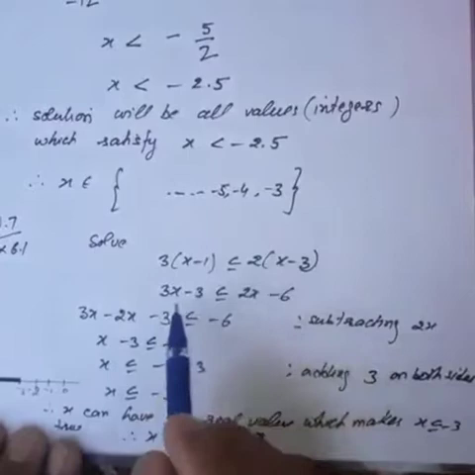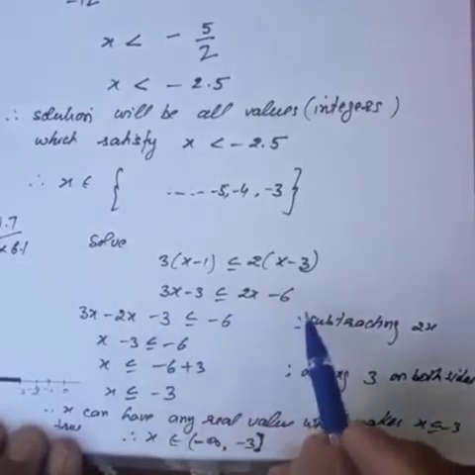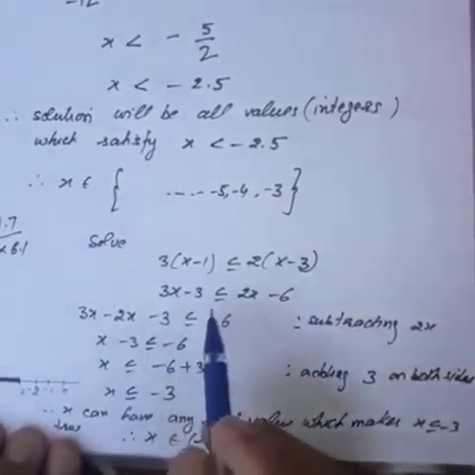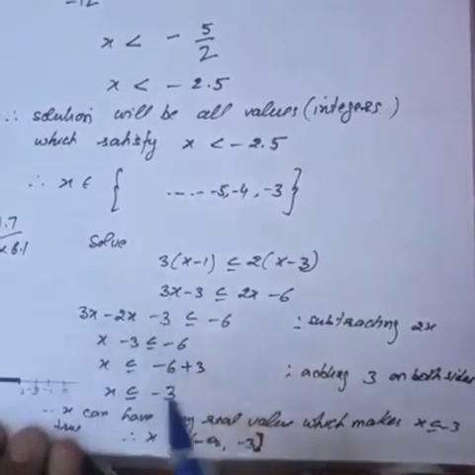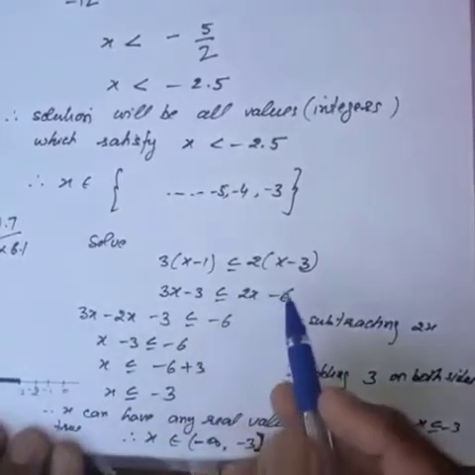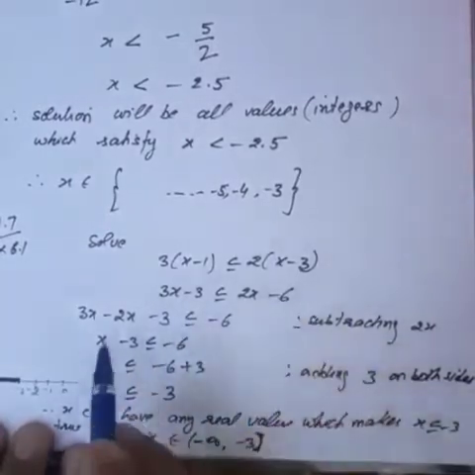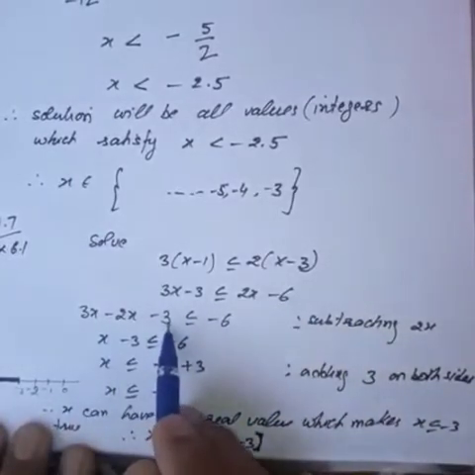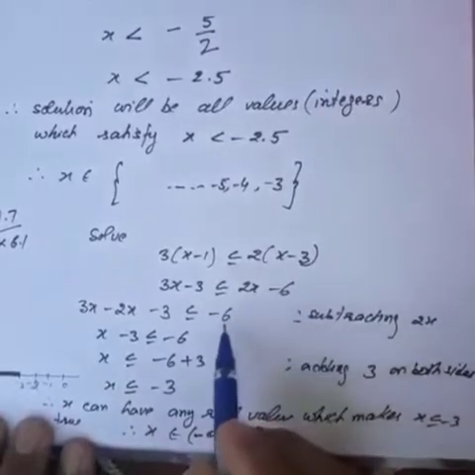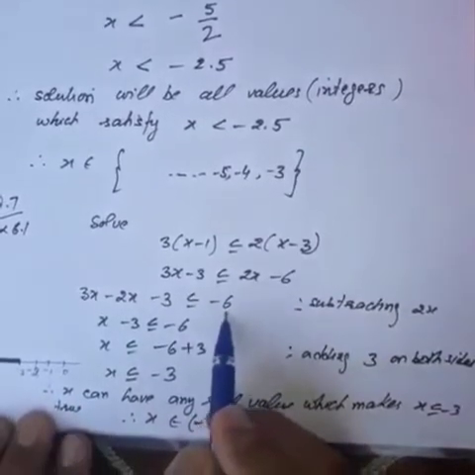So you multiply: 3x minus 3 is less than or equal to 2x minus 6. Now we have to find the value of x. So the terms containing x will be on one side only, so that's why we subtract 2x. 3x minus 2x minus 3. If you subtract, then 2x will be cancelled. So we are left here with minus 6.